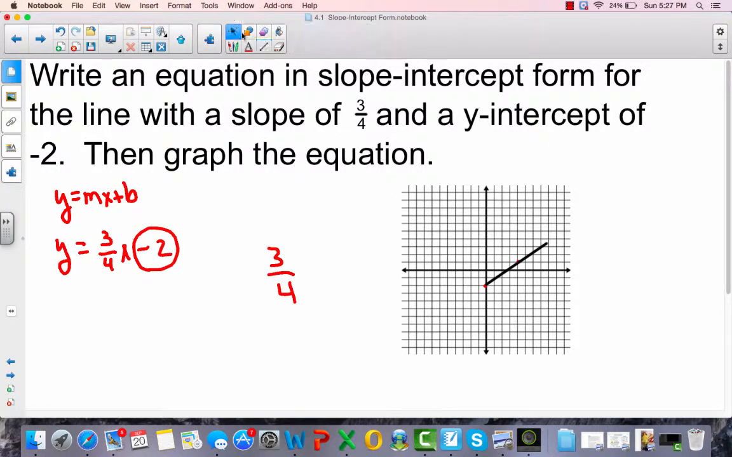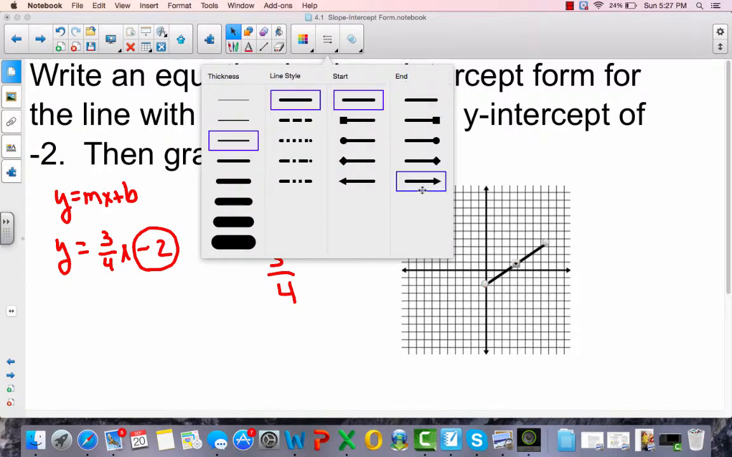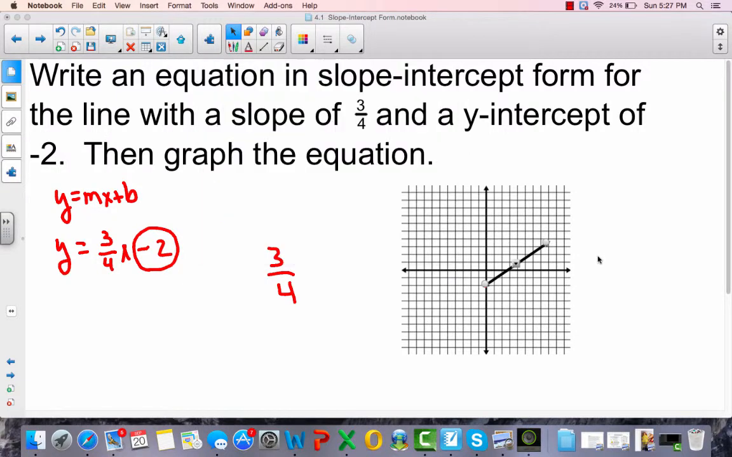And you've got your line, and it's always important, excuse me, let me get my marker on here. It's always important to put your arrows on each side because the line's going forever in both directions. But now we drew our line using the y-intercept and the slope.